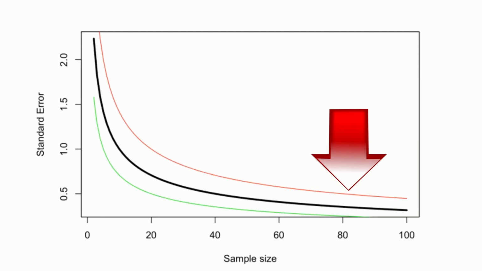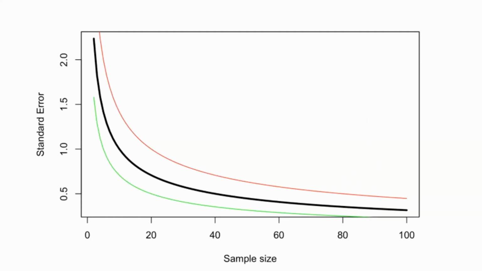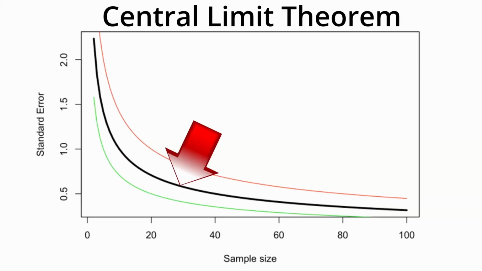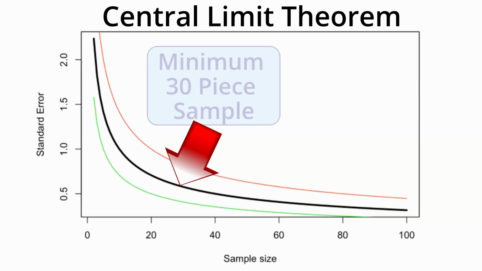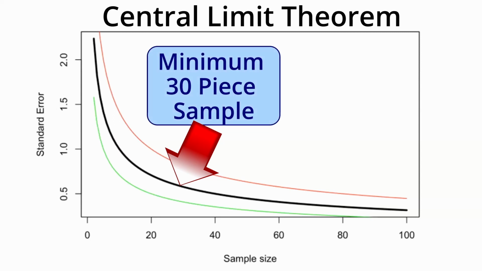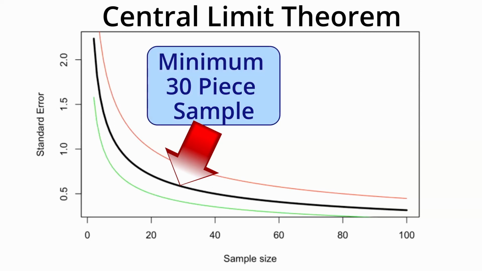But remember, just like in the case of the tuna, data always comes at a cost. So you want to understand the cost of your data. More samples are definitely better, but if your data is expensive, then go with 30-piece samples. And you can see in the central limit theorem graph that the standard error starts to flatten out at 30-piece samples. So you can pick up a lot more accuracy going from 1 sample to 30 samples than you can going from 30 samples to a 300-piece sample. So the rule of thumb is to use a 30-piece sample as a minimum in your data collection.